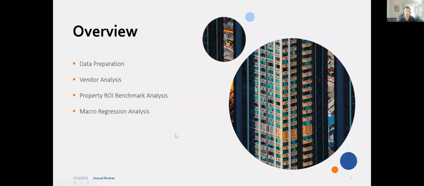So, a quick overview: I'll go through the data preparation that I did, and then a couple of different analysis segments. The first one is going to be a vendor analysis, which I'll explain. The next one is going to be a property ROI benchmark analysis. And then lastly, some macro regression analyses.